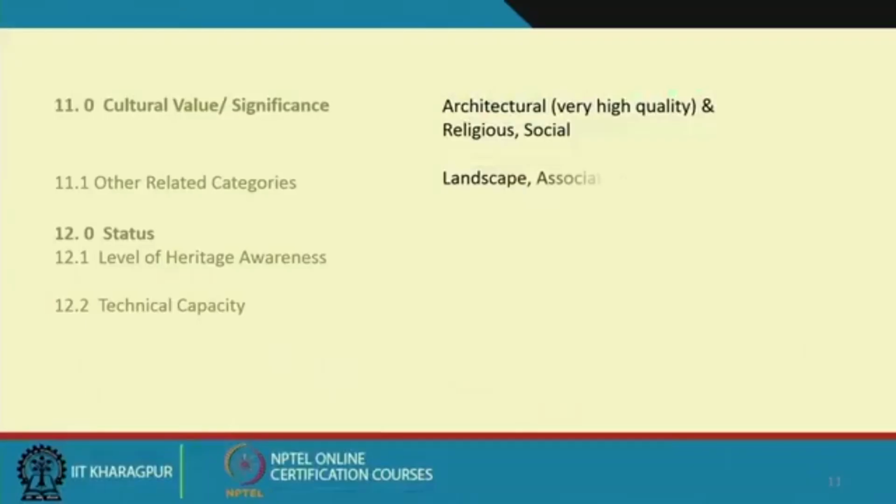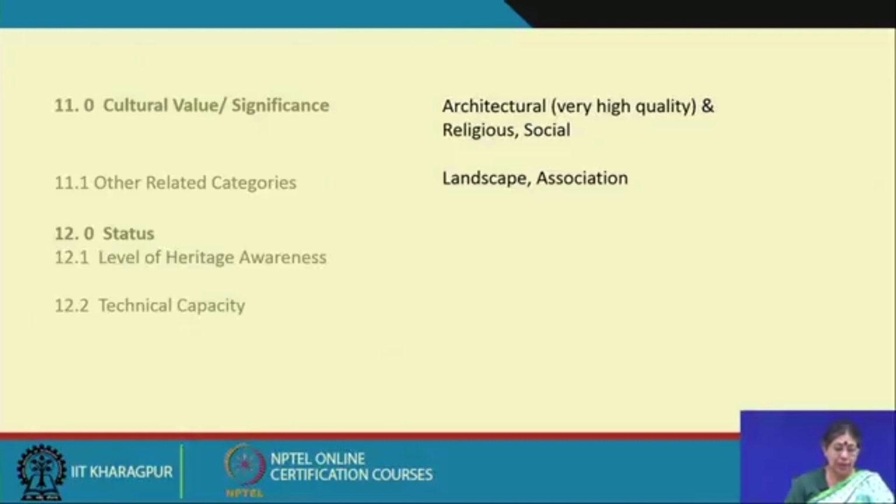That has to be put together to say what level of cultural value there is. And for other related categories, like landscape association, it is associated with a particular festival and others. So, again one has to elaborate this a little further with the statement, but it has to be very clearly stated under which category, which types of value it is coming.